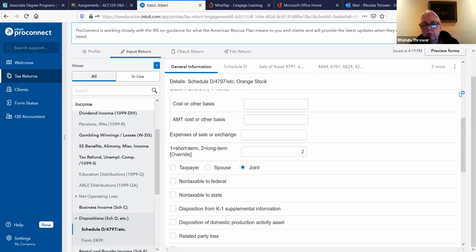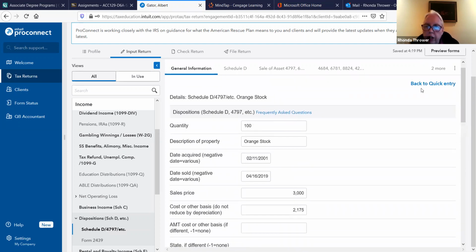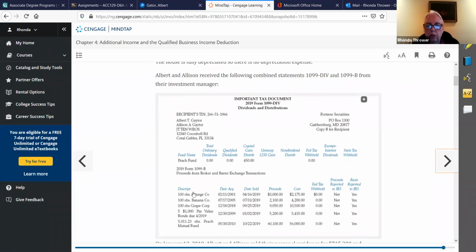Once you're through entering the information, I would return back to the previous form. And the way you get to that is right up here in blue where it says back to quick entry. You want to go back to it because you got to enter the rest of the information for the stocks that you sold.